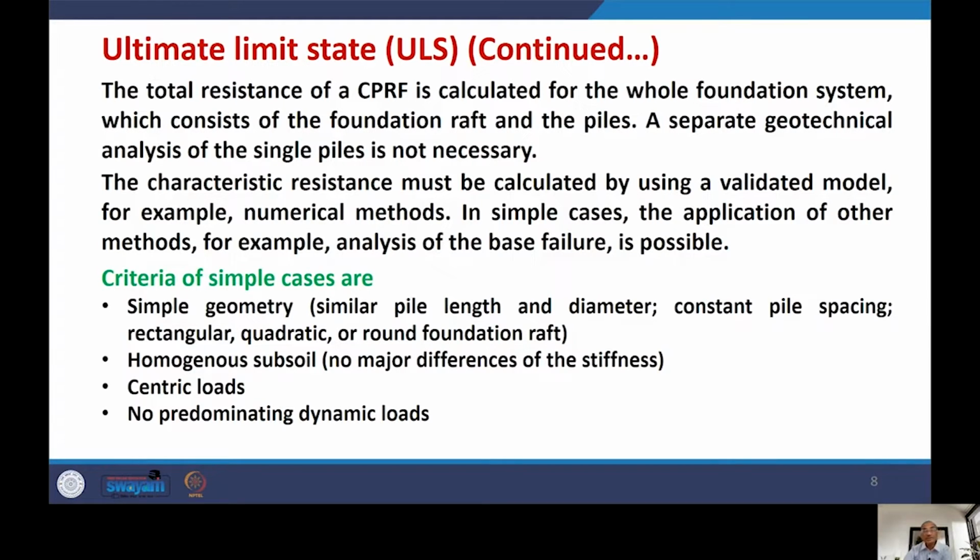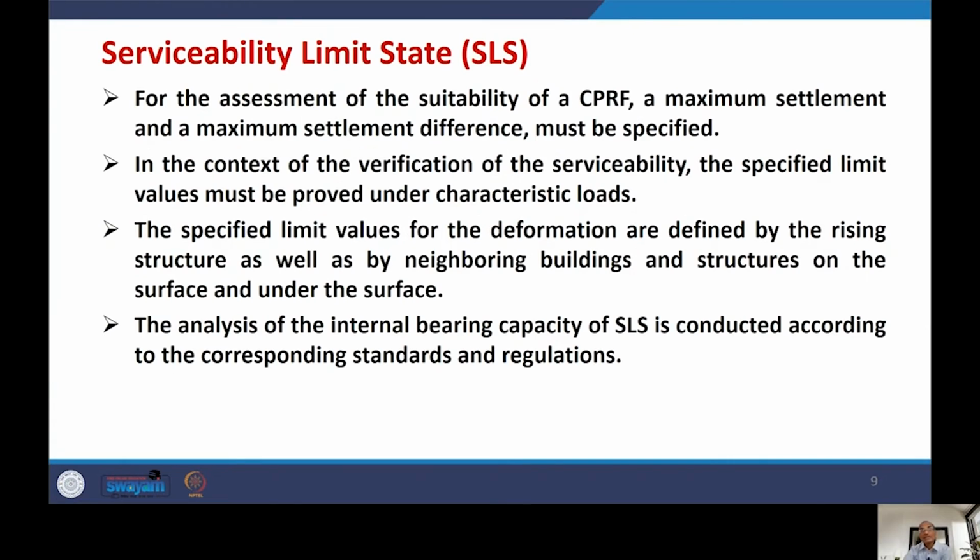Continuing with that, when we talk about serviceability limit state, for the assessment of the suitability of a CPRF, a maximum settlement and a maximum settlement difference must be specified. In the context of the verification of the serviceability, the specified limit values must be proved under characteristic loads. That means the serviceability limit needs to be checked under characteristic loads, not under design loads. The specified limit values for the deformation are defined by the rising structure as well as the neighboring buildings and the structures on the surface and under the surface. The analysis of the internal bearing capacity for SLS is conducted according to the corresponding standards and regulations. So this was regarding serviceability limit state.